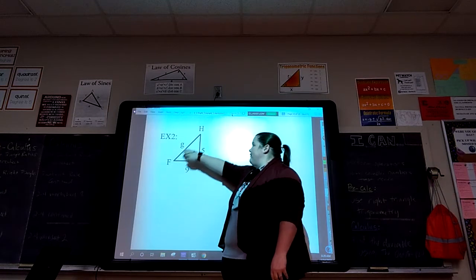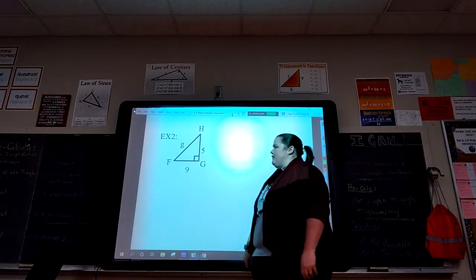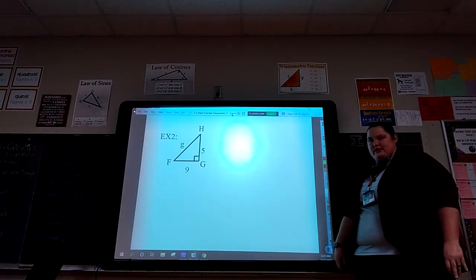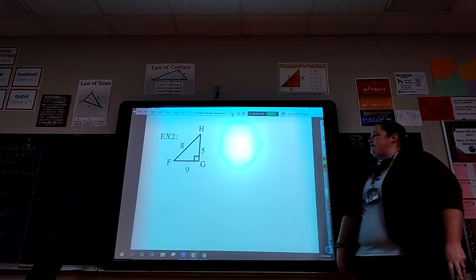Okay, so the three things we don't know are this side G, because it's opposite the angle G. We don't know angle F or angle H, okay? It really doesn't matter what you find first. What do you want to find first, the side or an angle? The side. The side, okay?